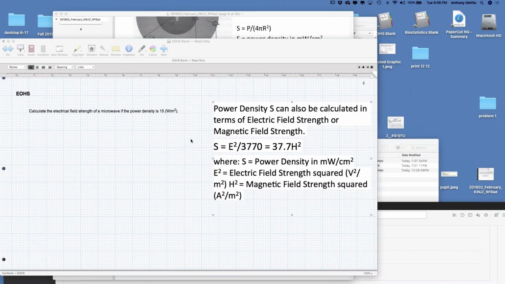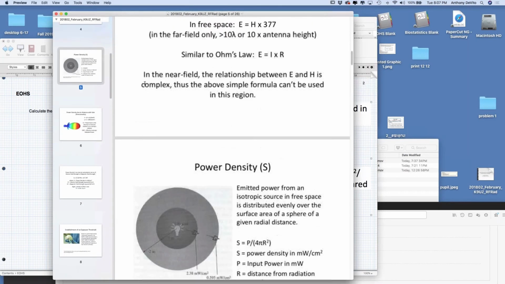Okay, so this is problem number 6. In problem number 6, we're asked to calculate the electrical field strength of a microwave if the power density is 15 watts per square meter. Well, let's back up a little bit here and take a look at this.